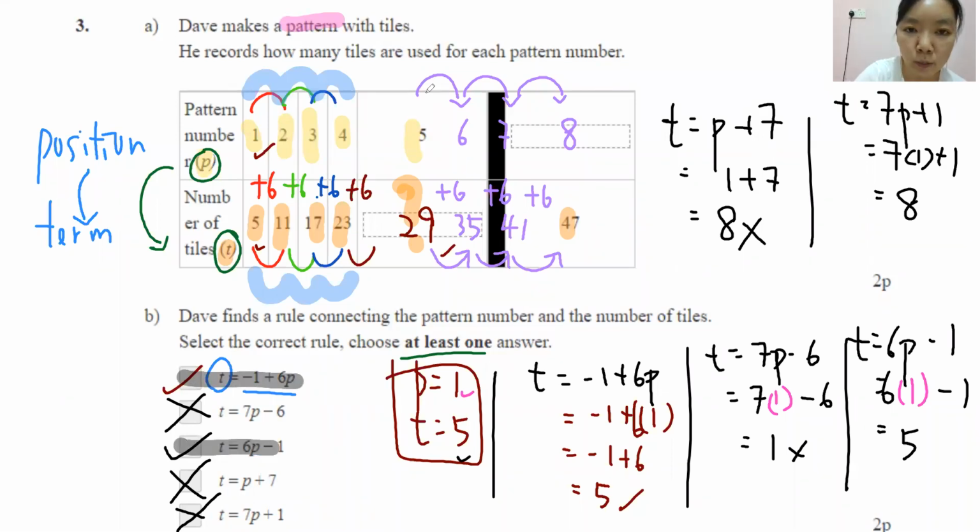If you take note, both of these are actually the same thing, yeah? Positive 6P, positive 6P, and also -1 and -1. It's just that the order is different. So basically they are the same thing. Same connection between position to term rule.